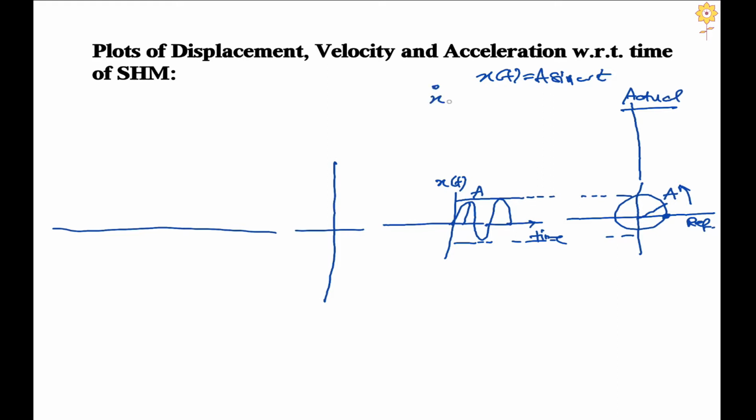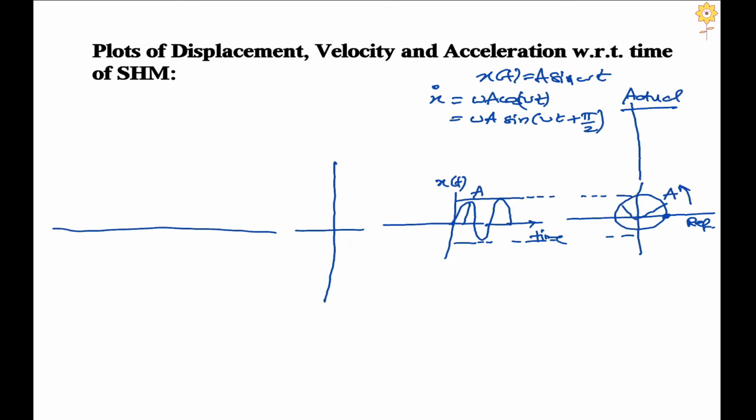If I take the derivative of this, I will get velocity. So let us not show this t over here, it should be omega a cos omega t, which can also be written as omega a sine of omega t plus pi by 2 radians. So it is occurring at 90 degrees earlier than the displacement.